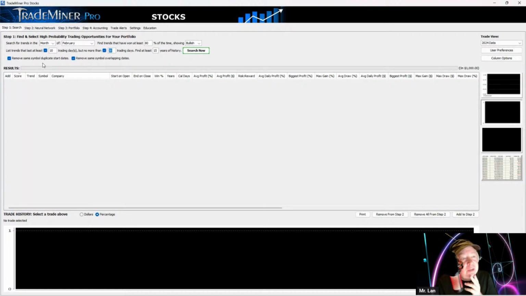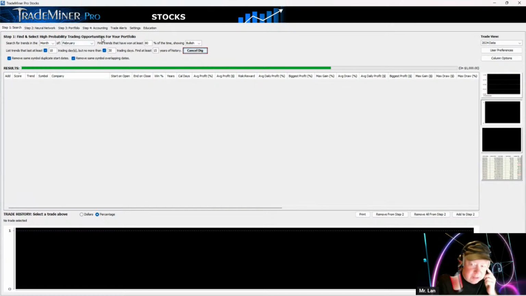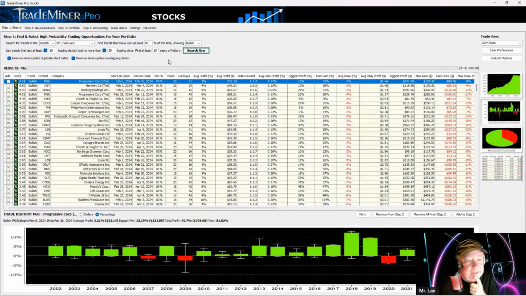Then remove same symbol duplicate start dates, remove same symbol overlapping dates. Those are just some filters so we don't get so many overlaps. I hit search now on this thing. And again, this is going to be 80% wins over the last 15 years within a 10 to 30 day window in the month of February. We're just going to look through the entire S&P and see what stocks have been bullish during this time frame, seasonally speaking.